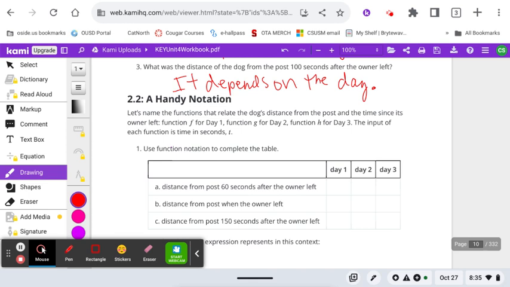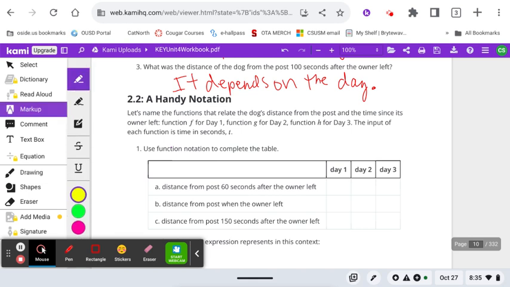Here we go to 2.2, the handy notation. Let's name the functions that relate to the dog's distance from the post since the owner left. So I'm going to use 3 different colors here. Function F is going to be the name for day 1. Function G is going to be the name for day 2. And function H is going to be the name for day 3. So we're now giving them a name so we can refer to them specifically.